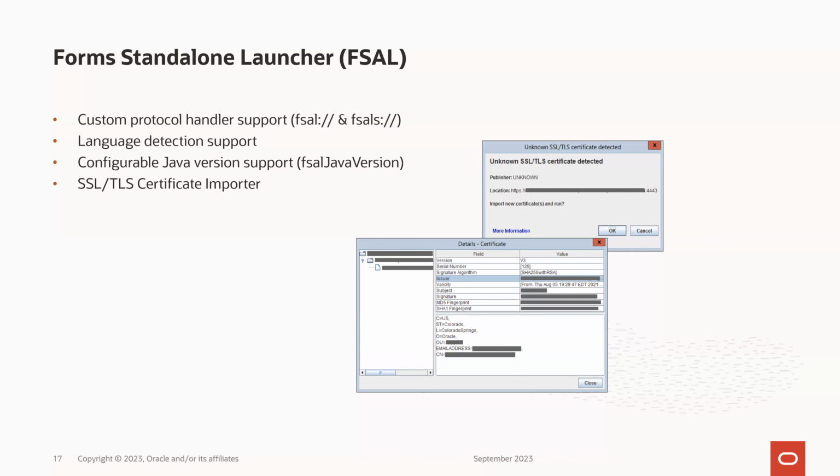So let's say, for example, you have a Java bean written in Java 11, but the user tries to run standalone launcher with Java 8. There's the possibility that Java bean is going to fail because the Java versions aren't compatible with each other.